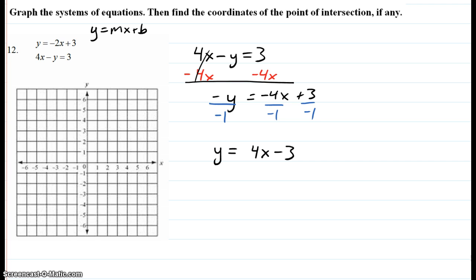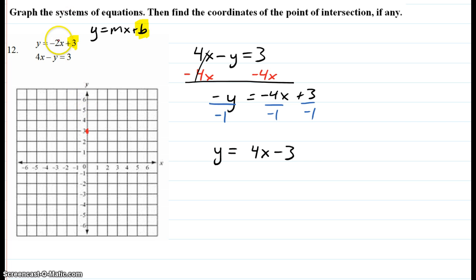Alright, so let's graph the first line. So when you graph, you start with the y-intercept, the b. So in our first one, it's going to have a positive 3. So we go up to 3. Okay, it's called the y-intercept because it touches the y-axis. Intercept touches.